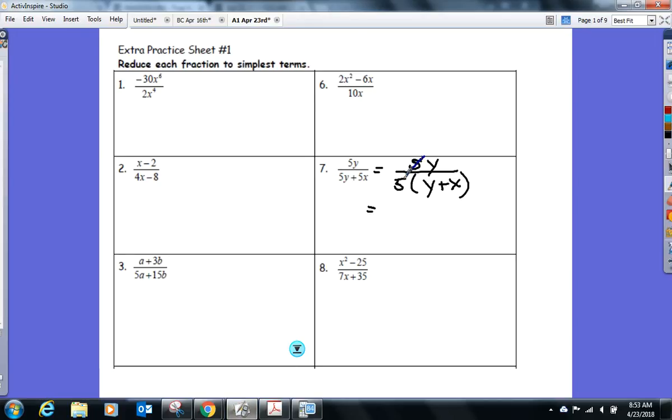I can cross out the 5s. Because, ready? What's happening between the 5 and the y? Multiplication. What's happening between the 5 and the parenthesis? You can cross out if there's multiplication, but not addition and subtraction. So the only thing I have left is y over y plus x.